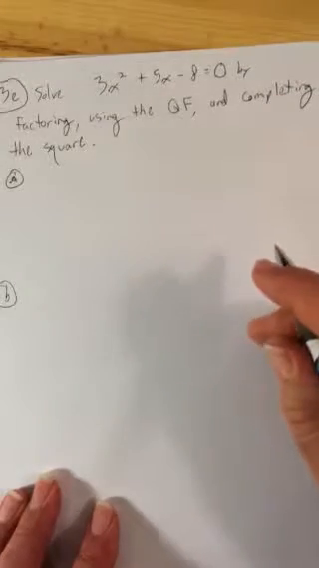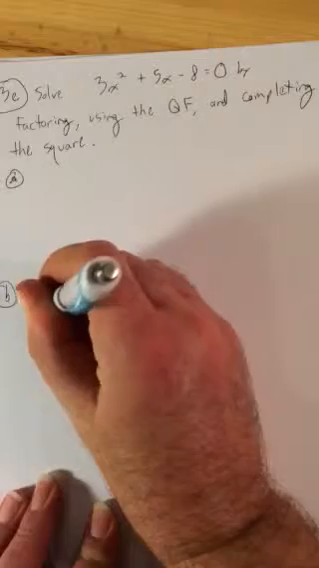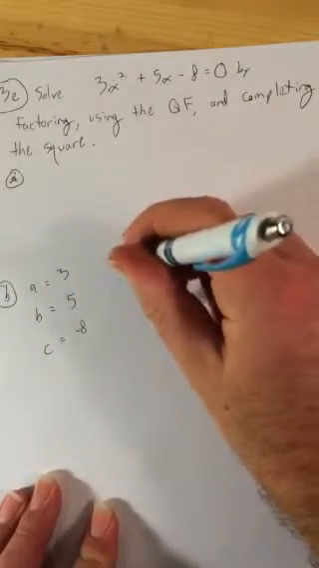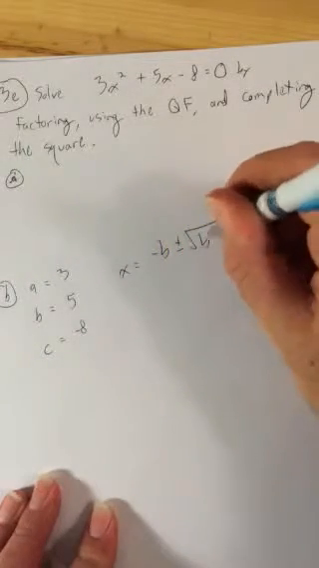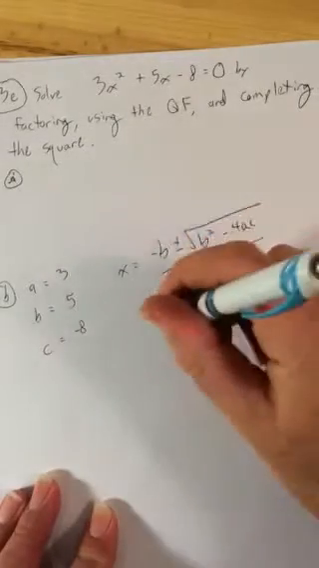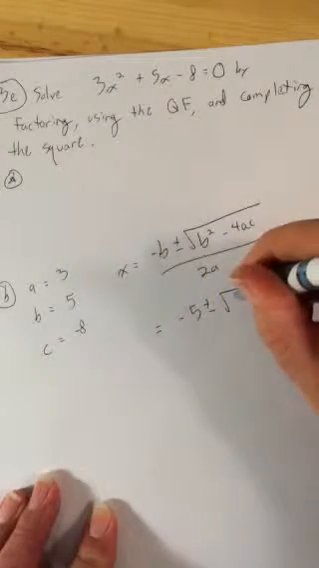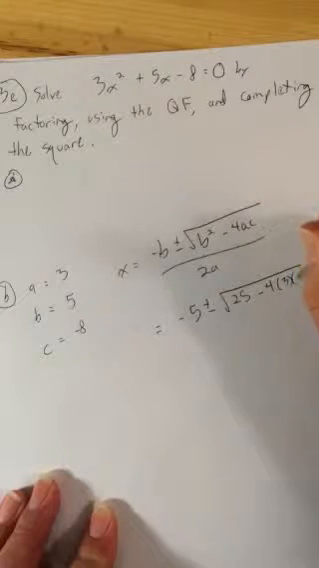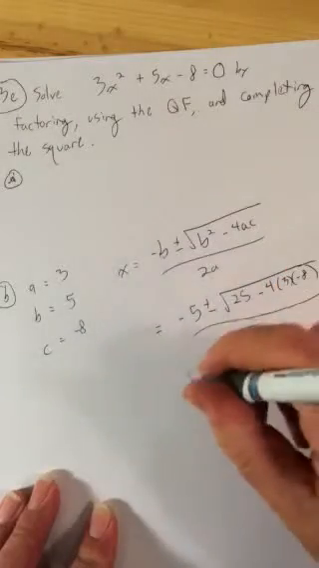If I look at using the quadratic formula, I've got a being 3, I've got b as 5, and c is negative 8. So if x is negative b plus or minus the square root of b squared minus 4ac over 2a, then what is that? It's negative 5 plus or minus the square root of 25 minus 4 times 3 times negative 8, over 2a, which is 6.